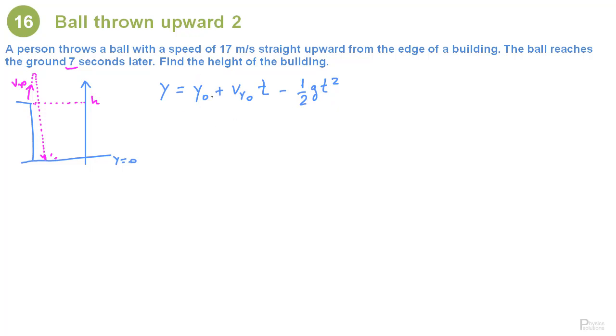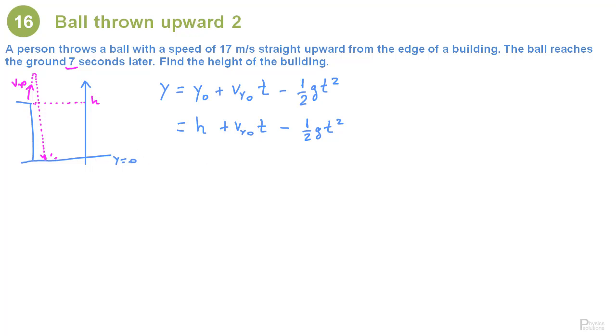y0 is a quantity that most of the time we set to 0, but we cannot do that this time because the ball started its motion at this point, at the edge of the building. And this is in fact the quantity we have to find. This is h. So h is the height of the building, and it corresponds to the initial position of the ball. The initial velocity we also have, so we just keep it there, minus 1/2 gt squared.